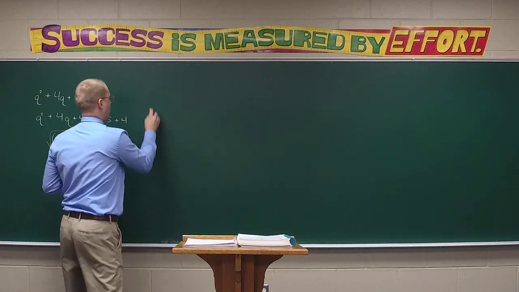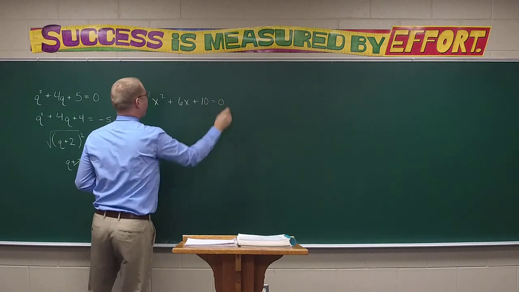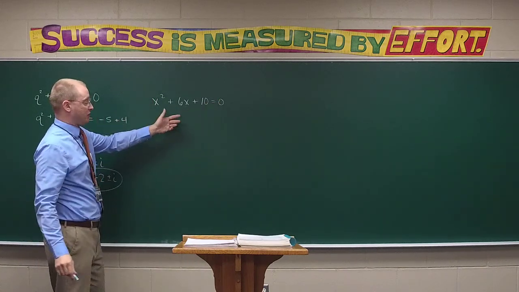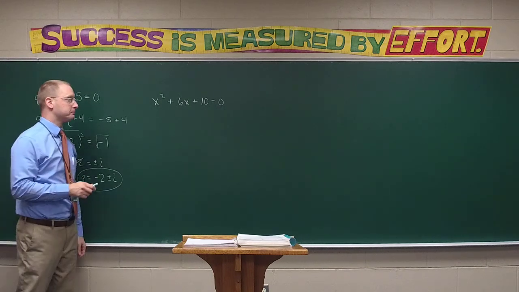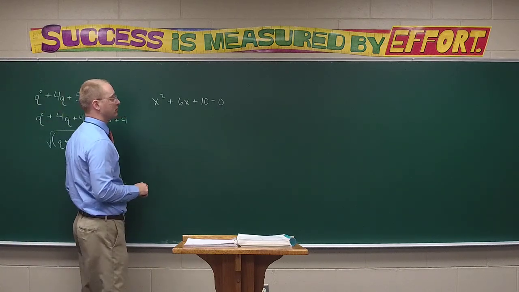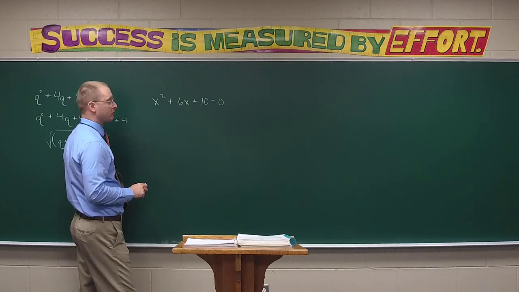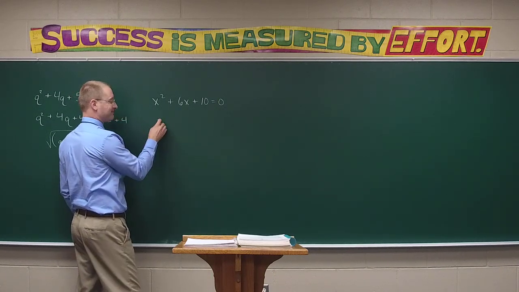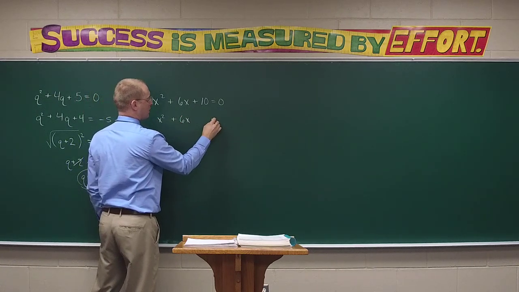And we have an x squared, positive 6x, positive 10, all equal to 0. 5 and 2 can't give you a 6. 1 and 10 can't give you a 6. It's not going to factor. What might we do instead, Abby? You can complete the square. Good, okay. So x squared plus 6x plus 36.